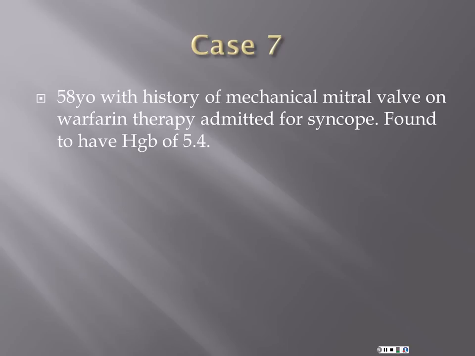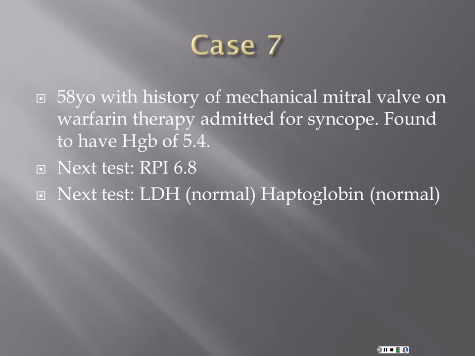It's always the same. RPI. RPI is 6.8. That's more than 2%, more than 3%. So that suggests the patient has a loss or destruction. So what's the next best test? LDH and haptoglobin. LDH is normal, haptoglobin is normal. What does that make you think?